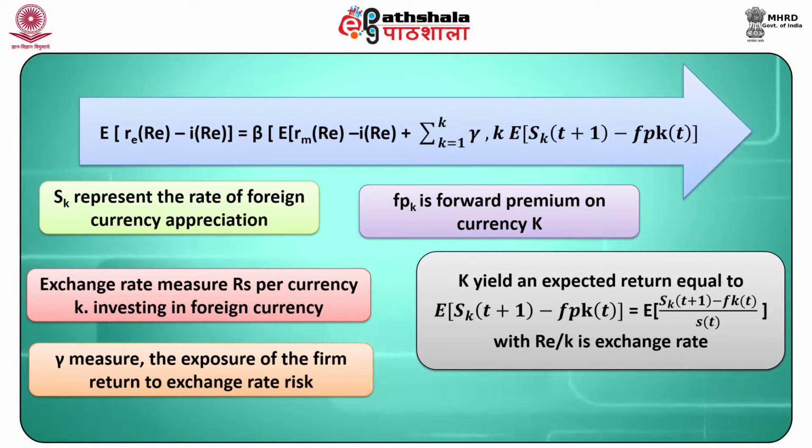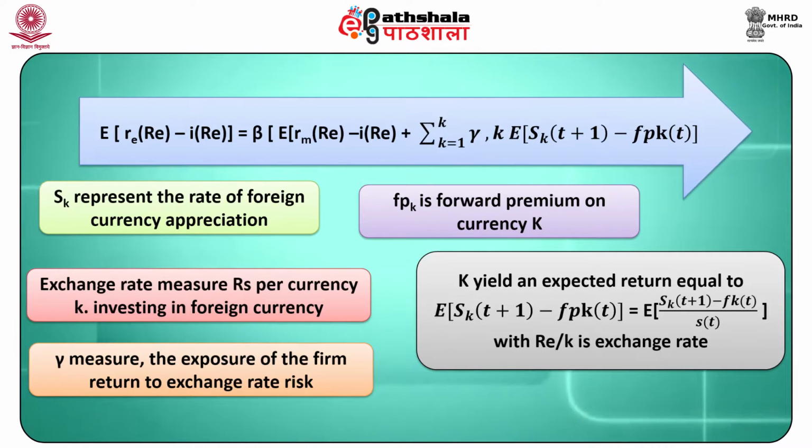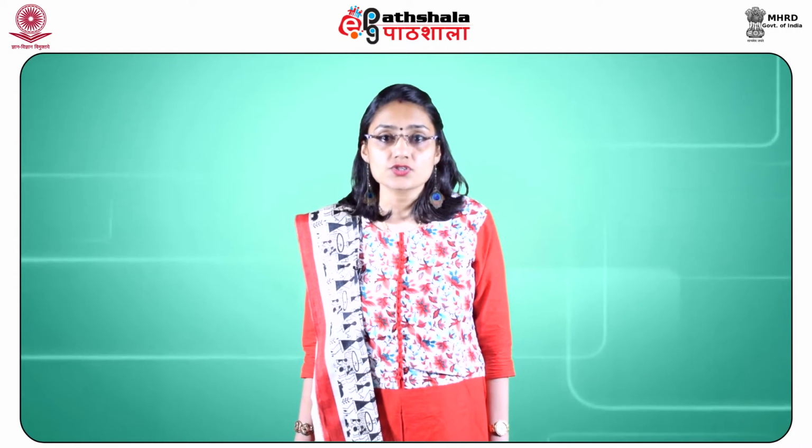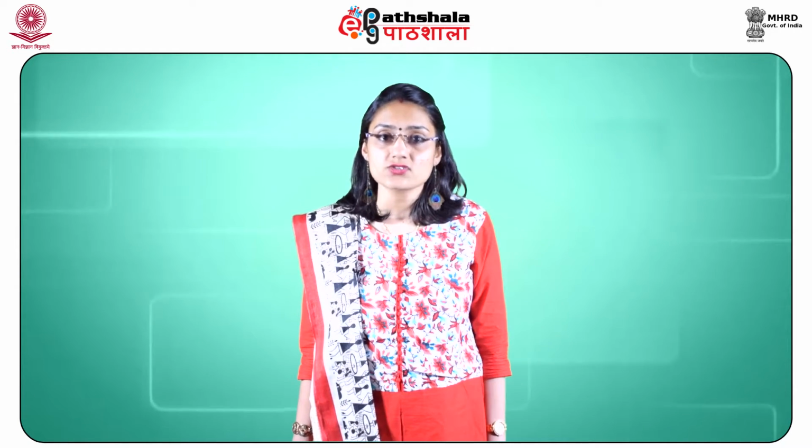The first term represents standard world risk and the second term represents exchange rate risk. In this equation, SK represents the rate of foreign currency appreciation and FPK is the forward premium on currency K. The exchange rate measures rupees per currency K. Investing in foreign currency K yields an expected return equal to E of SK at T plus 1 minus FPK at T, which is equal to E of SK at T plus 1 minus FK at T divided by ST, with rupees per K as the exchange rate. The lambda measures the exposure of the firm's return to exchange rate risk.